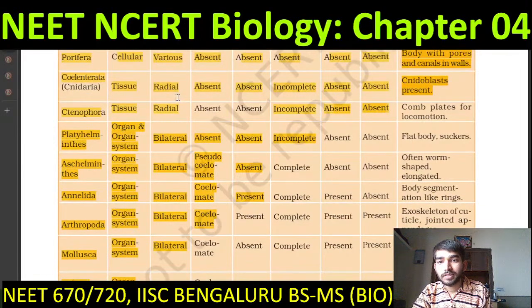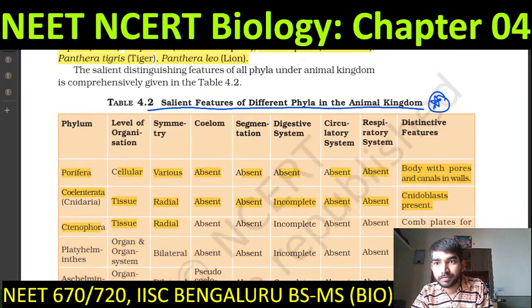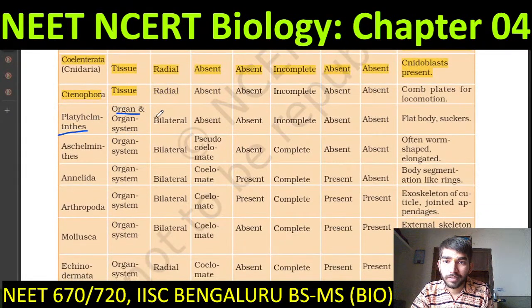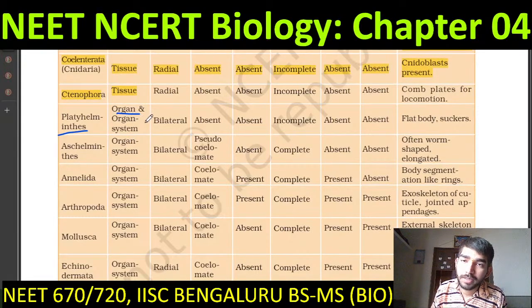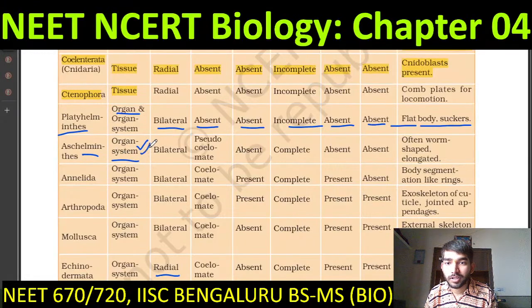Next is Platyhelminthes. I should use the pen, I guess, because the marker is highlighting everything. Platyhelminthes have organ level. They have also written organ system for some platyhelminthes, but it's mostly organ. Now after this, everyone is bilateral symmetry except for Echinodermata. They don't have coelom. Everything is absent, flat body and sucker. Remember the examples also here. Aschelminthes start with organ system, pseudocoelomate, but there is some organ system present, others are still absent.